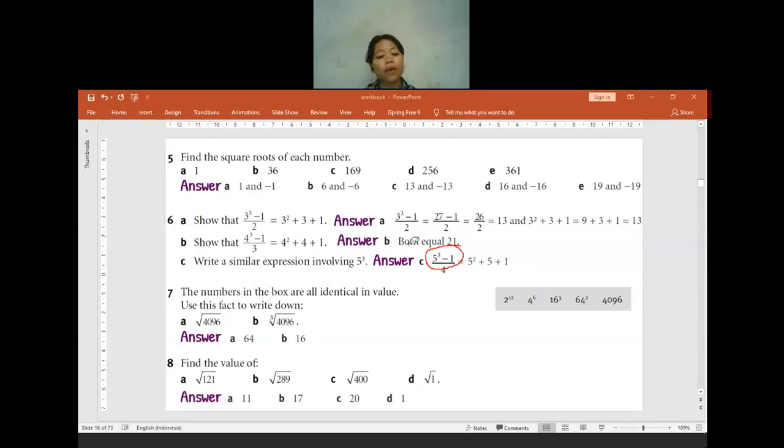You cannot make the 5 to the power of 3 as 5 times 5 times 5. Yes, 5 to the power of 3 is 5 times 5 times 5, but here, read the question. Write a similar expression. So we have to follow the two expressions given. You cannot make your own expression. We have to follow the shown expression that is already given by question 6A and B.